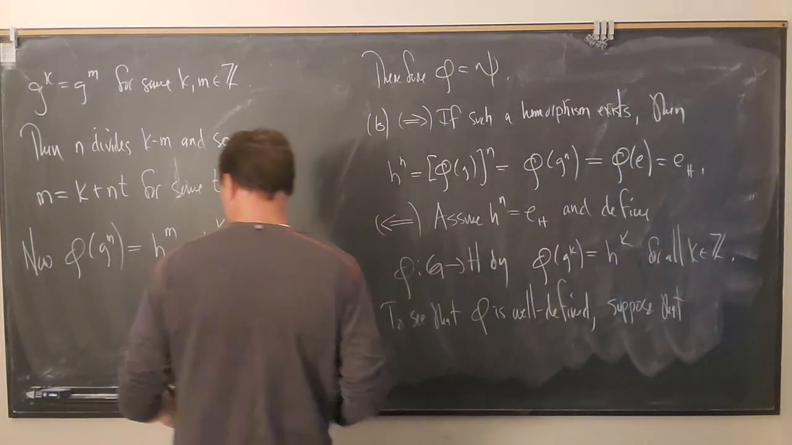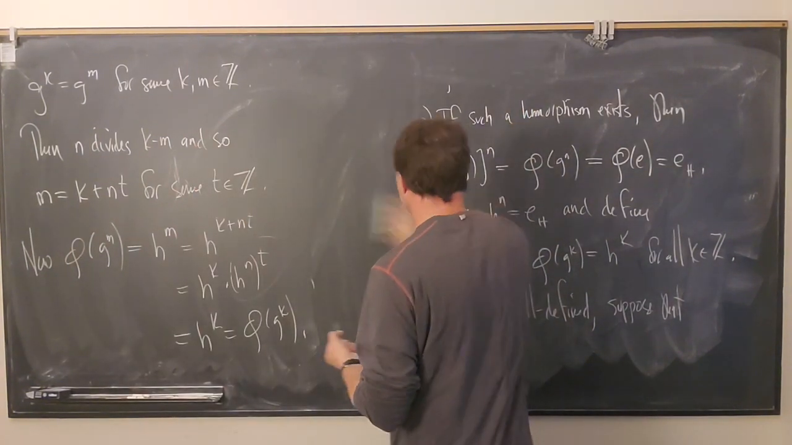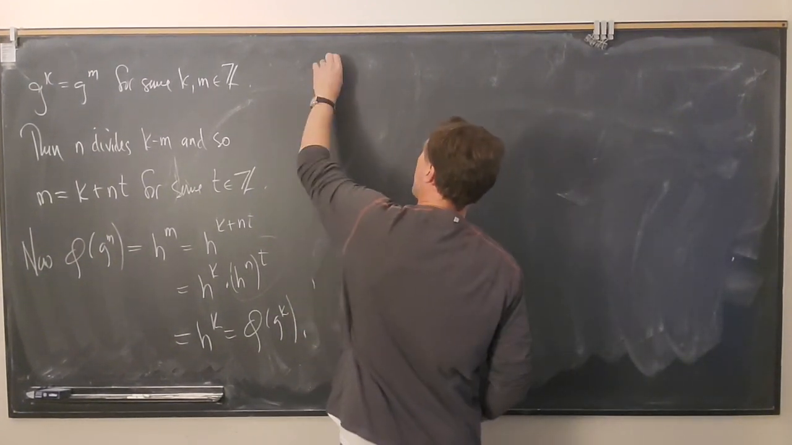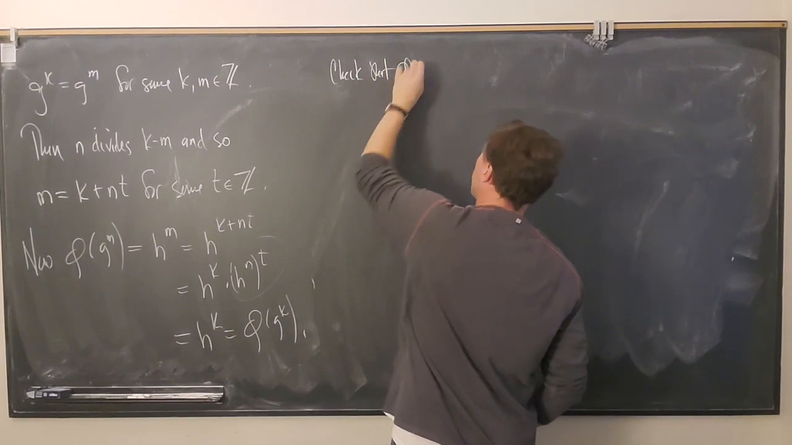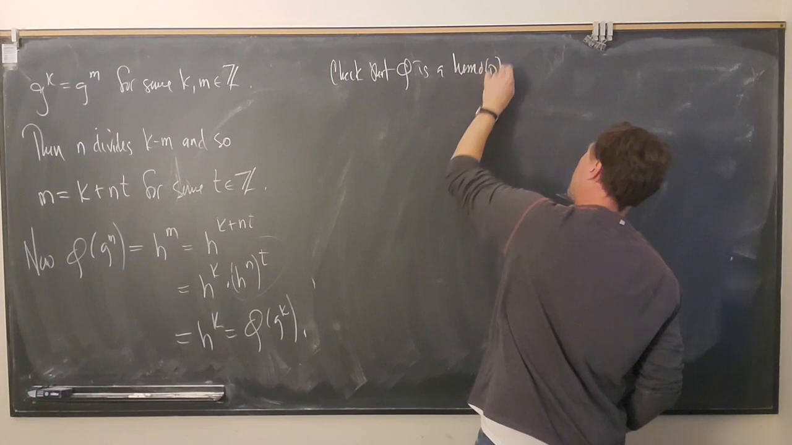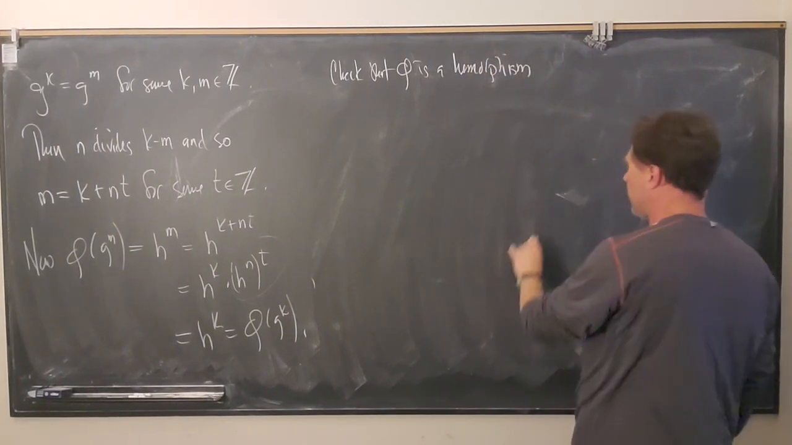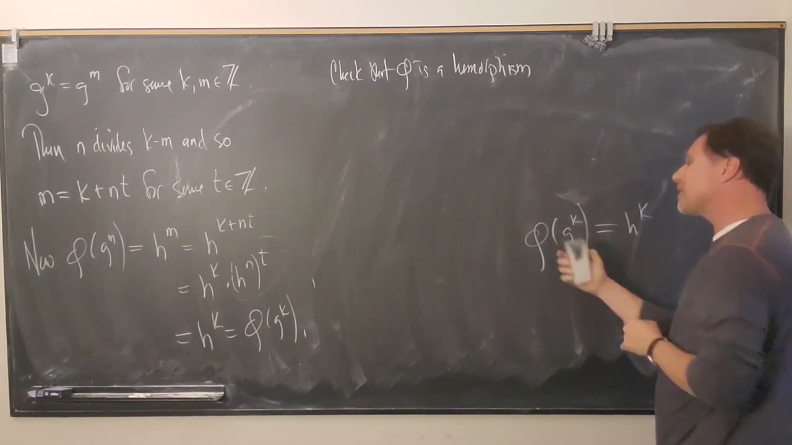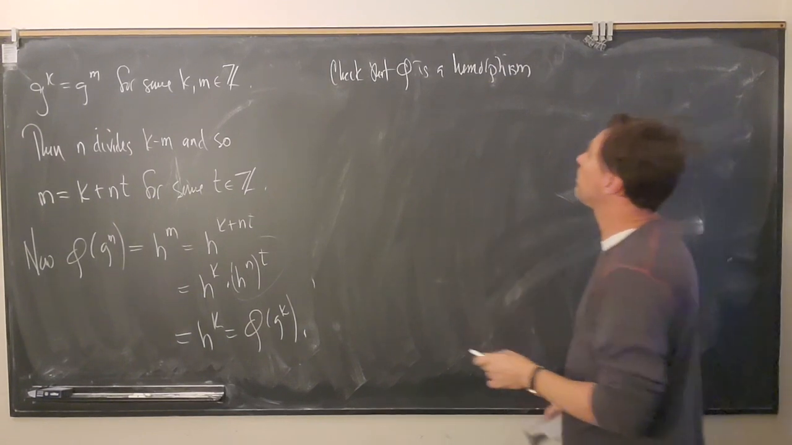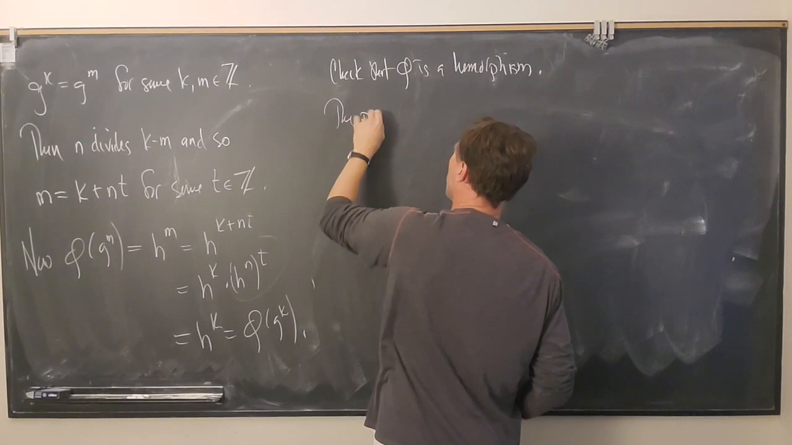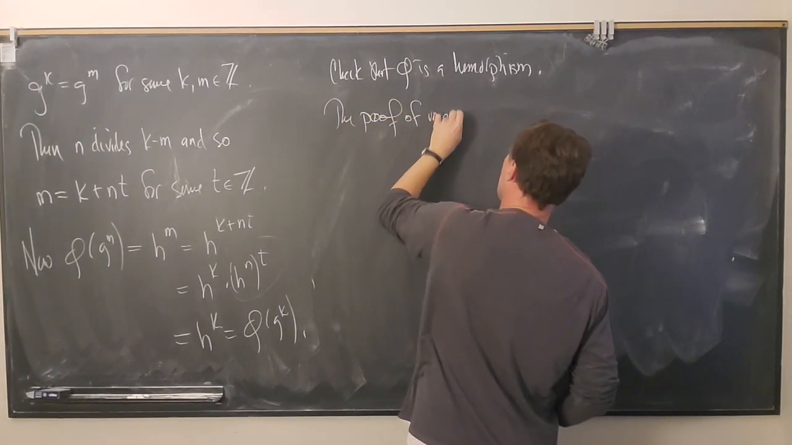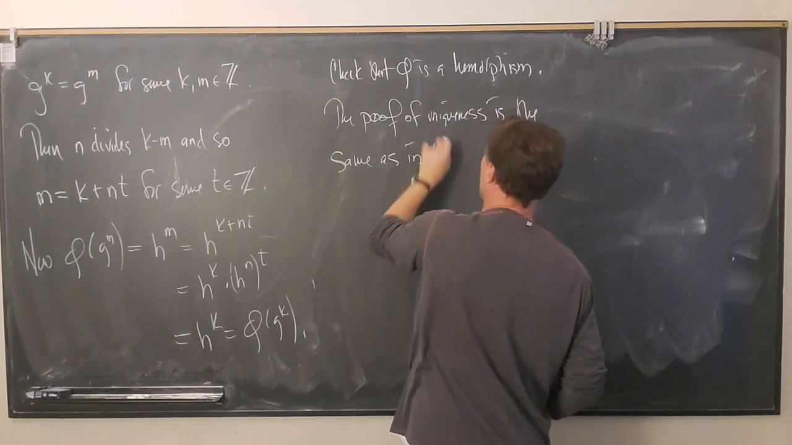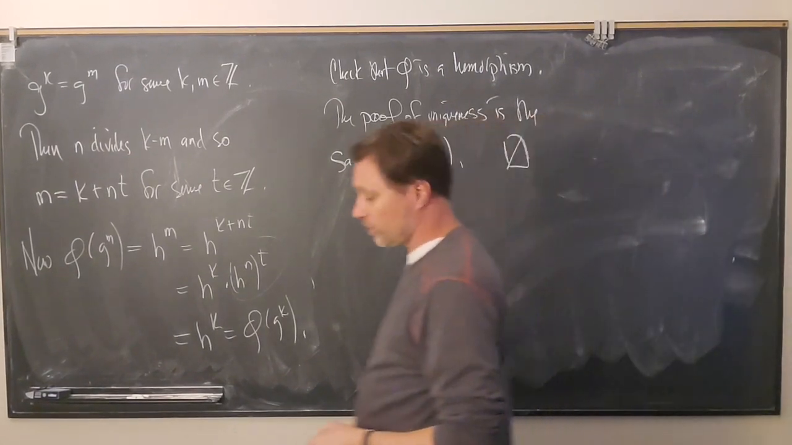The fact that it's a homomorphism is really automatic. And the proof of uniqueness is just the same as in part A. So let's just check that phi is a homomorphism. I mean, we basically just forced it to be so by our definition, right? We said phi of g to the k is equal to h to the k. We're telling this function to be a homomorphism. The proof of uniqueness is the same as in part A. So that completes the proof of what's called the universal mapping property.